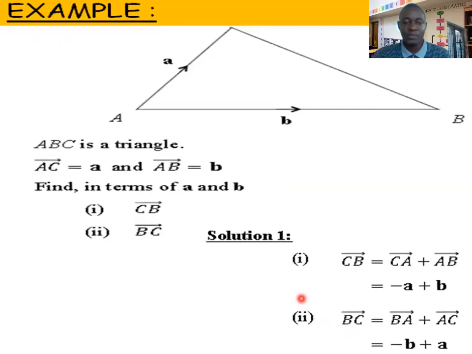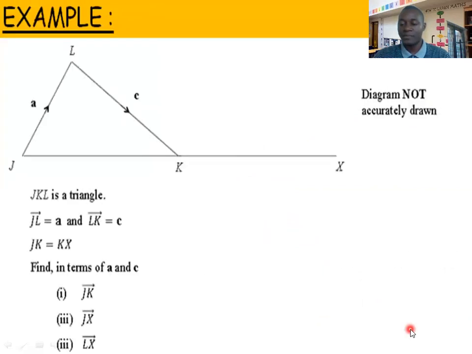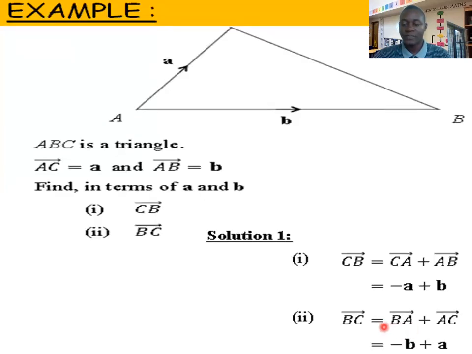Now for the second part of it, we are asked to find the vector BC. The vector BC means the vector whose start point is B and the end point is C. In other words, this is going to be the same thing as moving from the point B to A, and then from point A to C. That is vector BA plus vector AC.